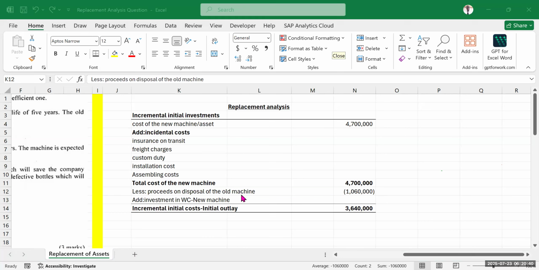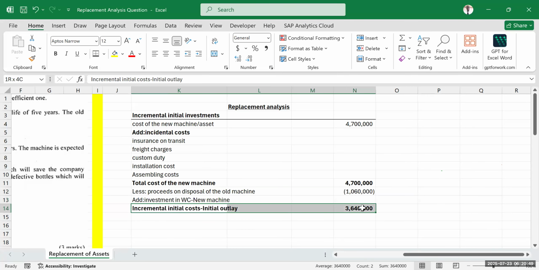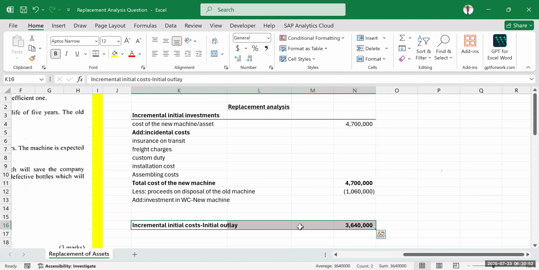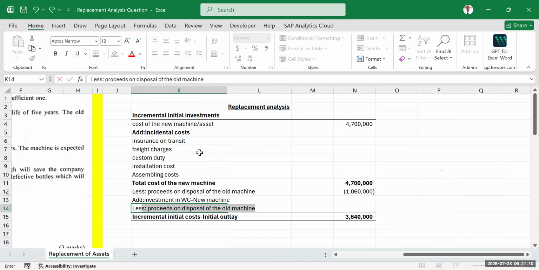If we are together, then now let's go ahead and take care of that tax savings, and it will affect our incremental initial costs. I just want to push this a little bit down because of the effect of the tax saving. Remember, initial investment is the cost we are incurring at the start. If we have a tax saving on it, then it will reduce our costs. So what we do is less tax savings.